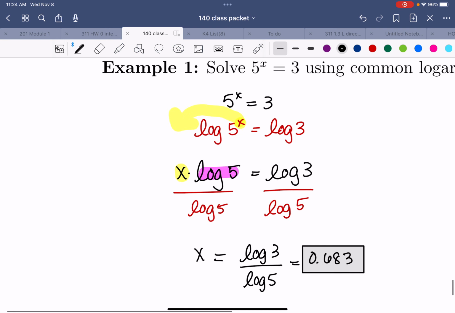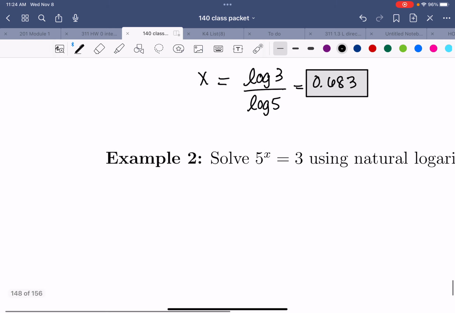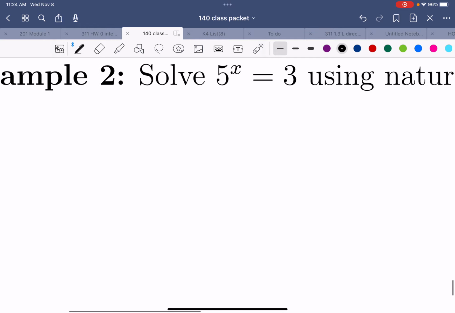You just want to make sure that you don't get anything like logs of negatives or zeros. That would kind of change things up a bit. So that's solving using common logs. We can also do the same thing, but use a natural log instead.